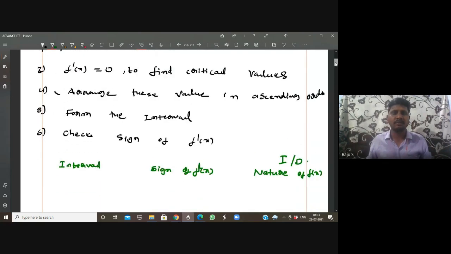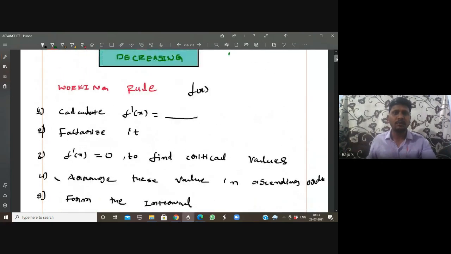Let us see the problems then. Here simply remember, students, there are a few easy steps. First, we find f dash of x. Simply remember, f dash of x is equated to 0. The second point is to find the critical points.